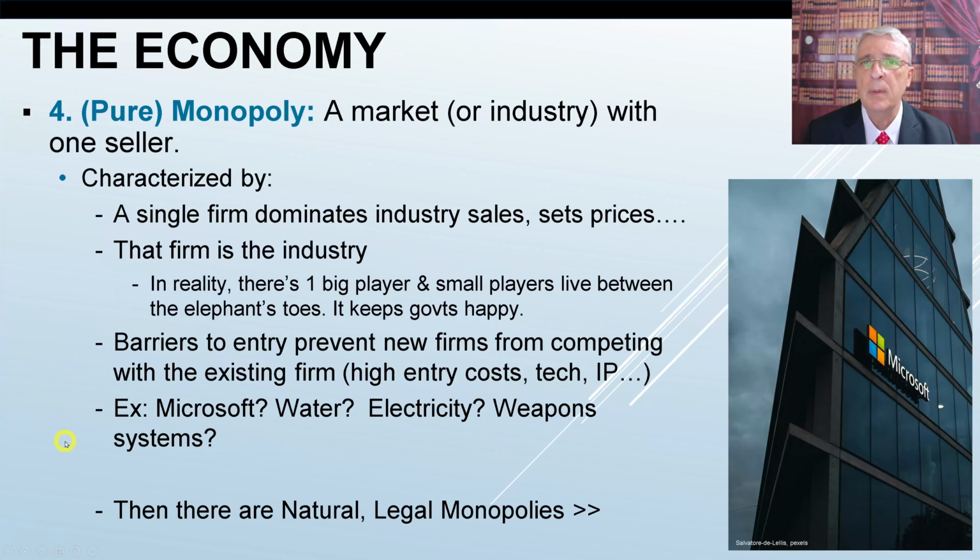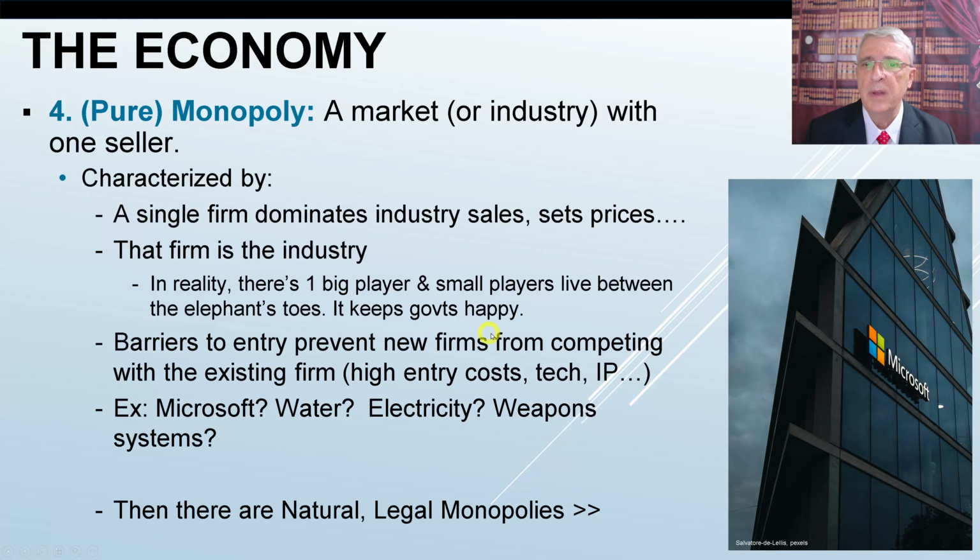A pure monopoly is a market or an industry with one seller, or basically one seller. And it's characterized by one firm that dominates the sales. They set prices. Pretty much the firm is that industry. So in reality, there's one big player and there's a lot of small players that live between the elephant's toes, as they like to say. And yeah, that keeps the governments happy.